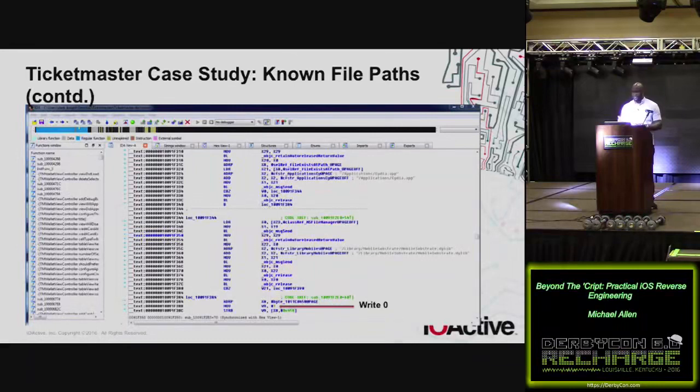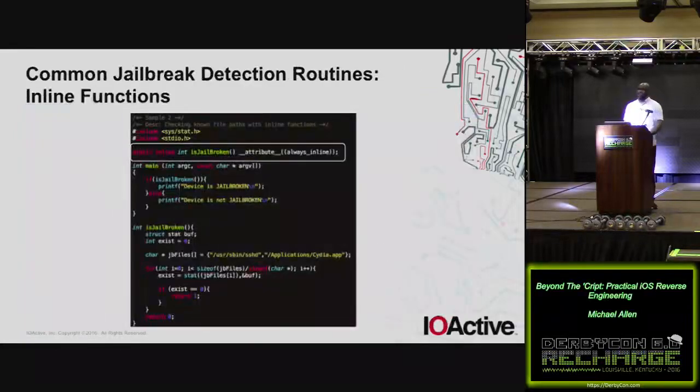And then reading through, you realize that there's a move instruction that moves a 1 into register W9. And then W9 is stored and is used later on in the application to determine whether or not the device is jailbroken. All you need to do is write a 0 to register W9 and it's done. Inline functions.